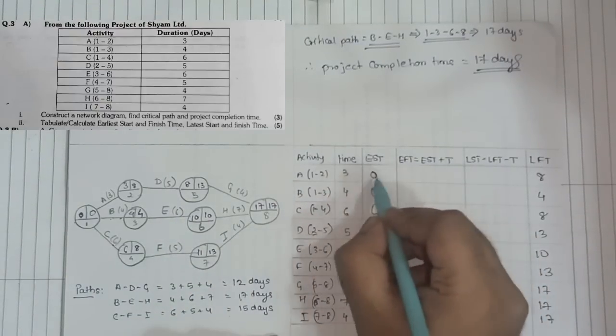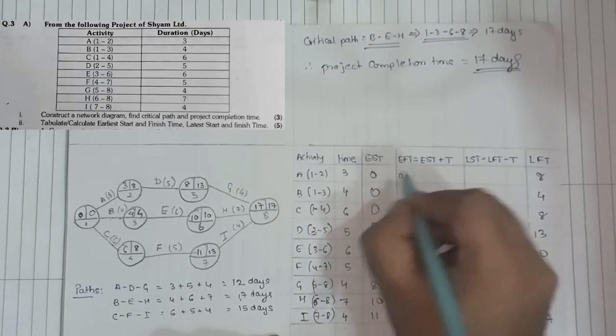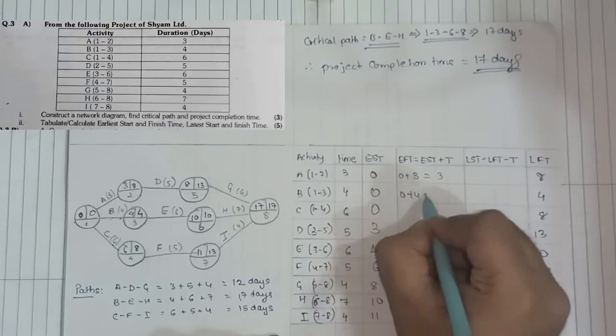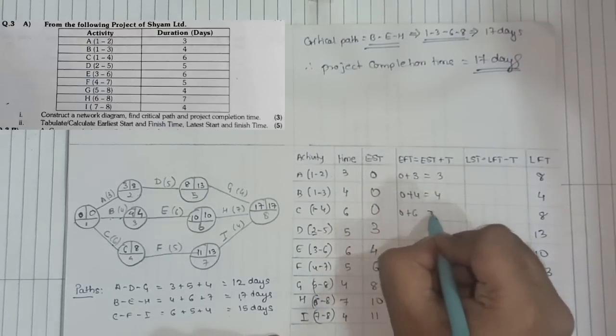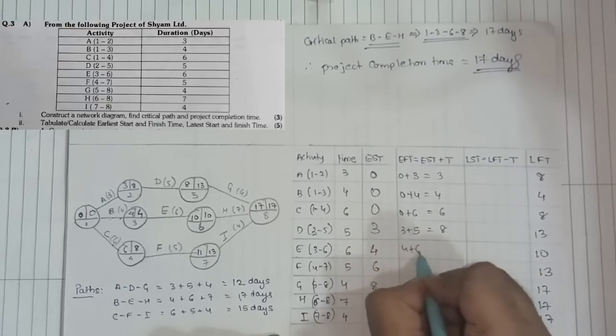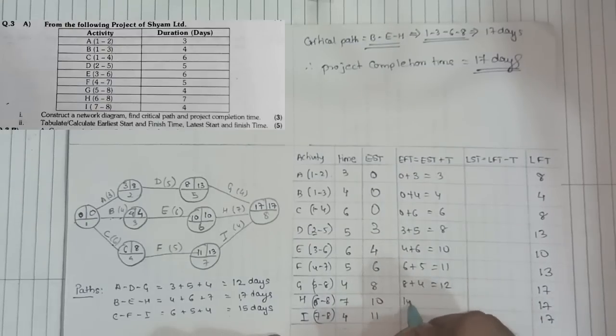So EFT is EST plus time. So that will become EST plus time: 0 plus 3, which is 3, 0 plus 4, 4, 0 plus 6, 6, 3 plus 5, 8, 4 plus 6, 10, 6 plus 5, 11, 8 plus 4 is 12, 10 plus 7 is 17, and last 11 plus 4, 15.